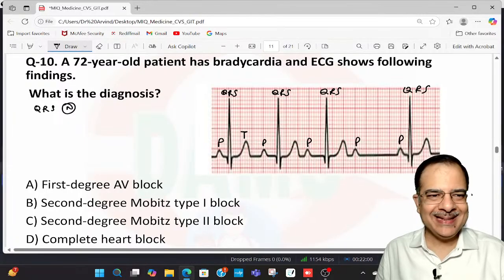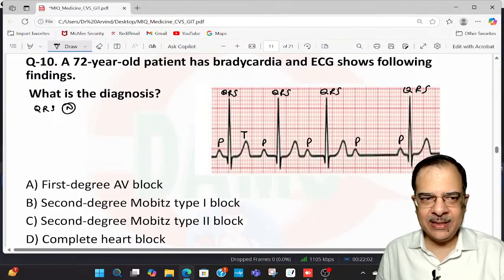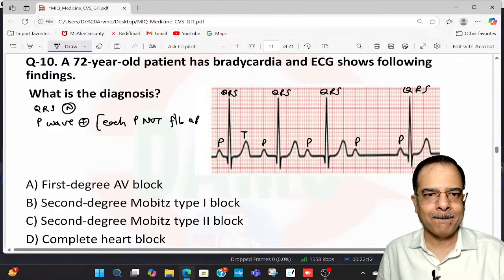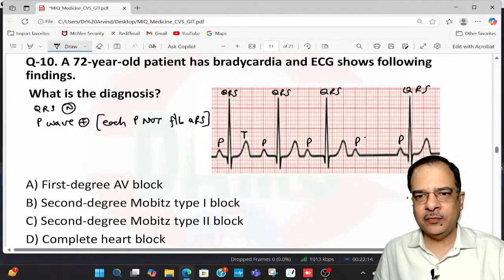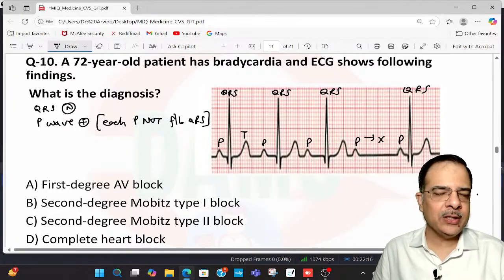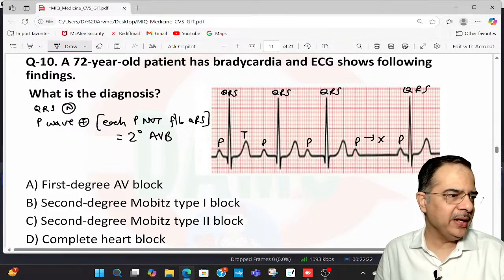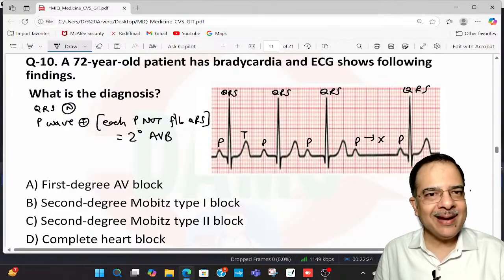Is each P wave present? Yes, the P wave is present here, but each P is not followed by a QRS. The fourth P is not followed by the QRS. That means it is a type of second degree AV block. Yes, it is a second degree AV block. Look at the PR interval variability. Is the PR interval the same or variable?